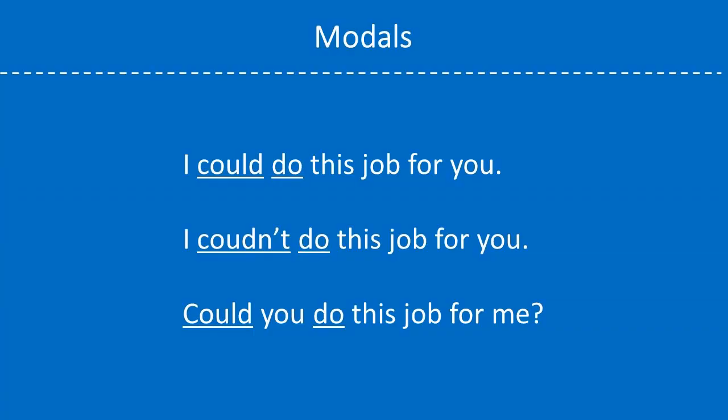A variant of the verb can is the verb could. In English, it is used for asking something. I could do this job for you. I couldn't do it for you. Could you do this for me? It seems like a past idea, but in truth, you are asking someone for help in a polite way. Also, it's a different way to see the past of the verb can.